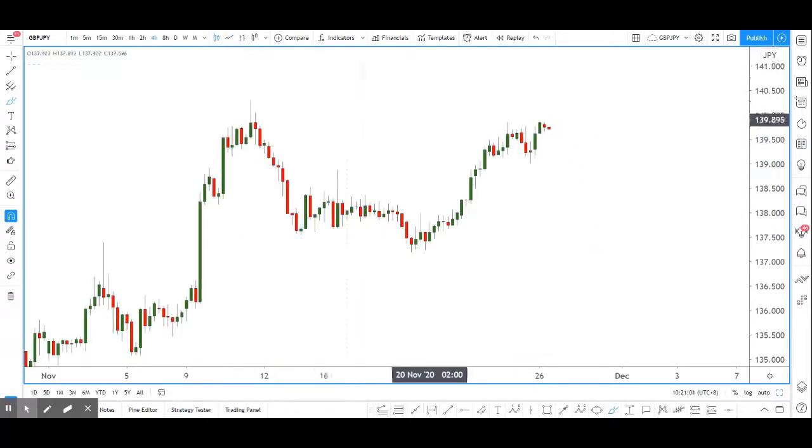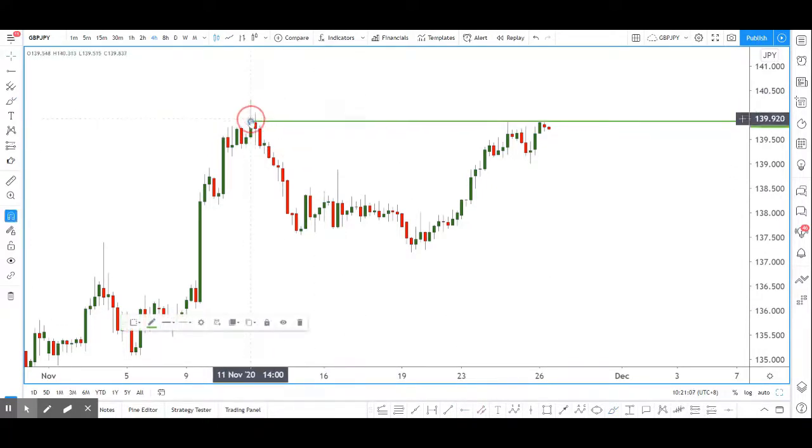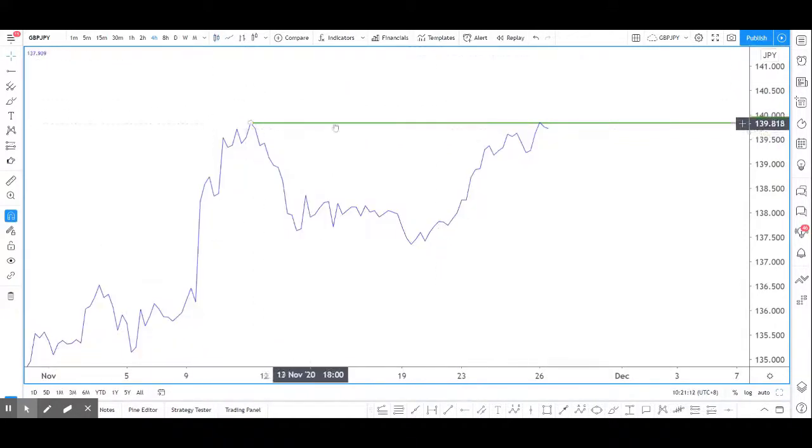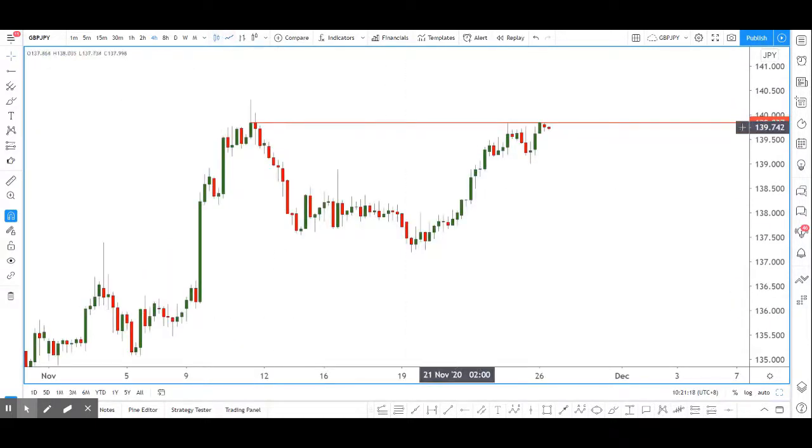Back to candles, we also see that price really is testing a graphical swing high, at this level over here. If we were to take the closing prices, price is really reacting right at that exact level. So we have the resistance.